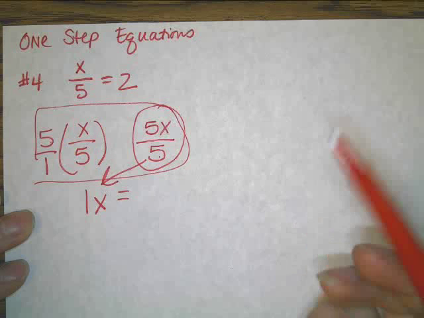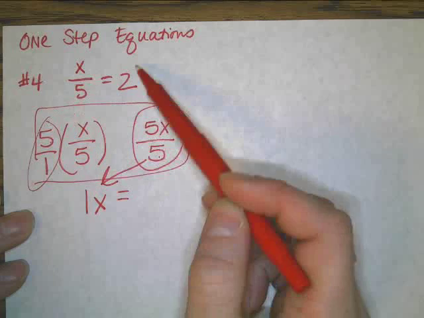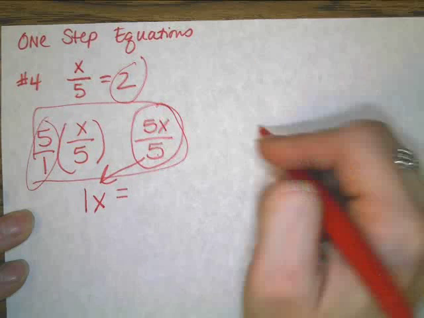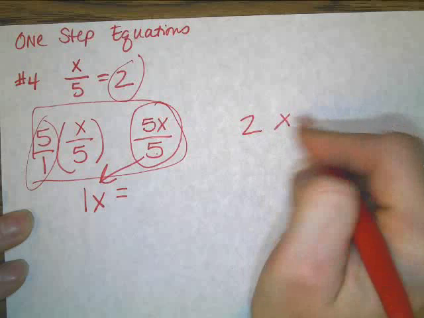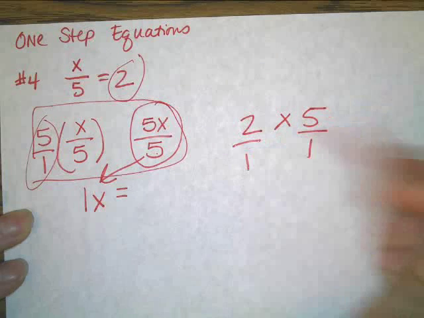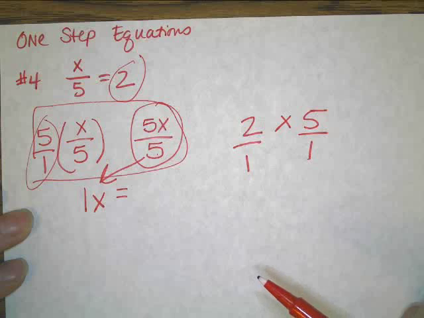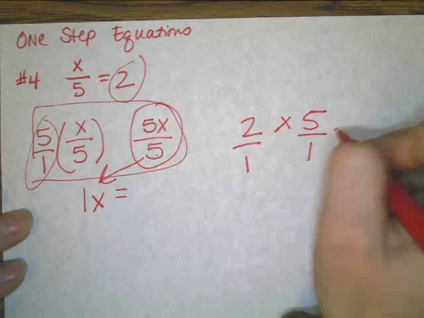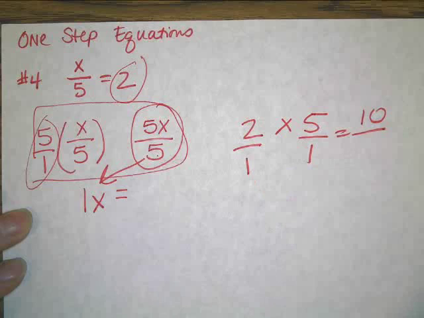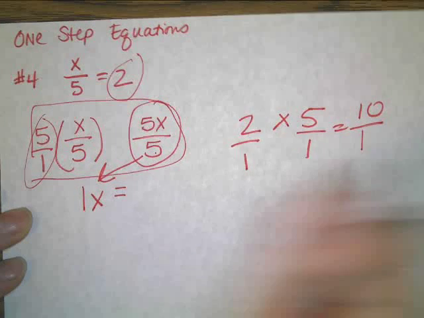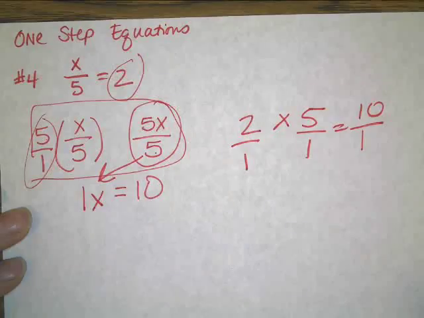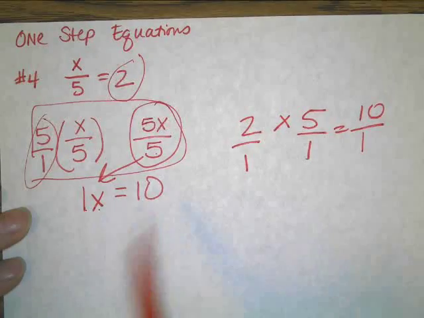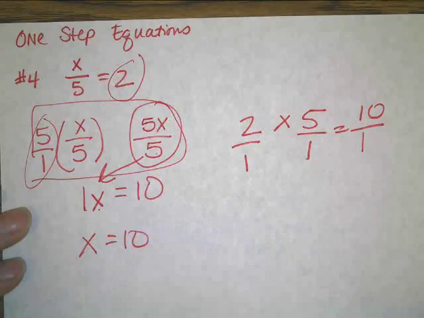Okay, so the next step is to do whatever I did here to this side. So I'm going to take 2 times 5. Haley, what's 2 times 5? What's 1 times 1, Connie? So isn't this 10? Does everyone agree to that? Is 1 times 10 equal to 10? So can we say x equals 10?